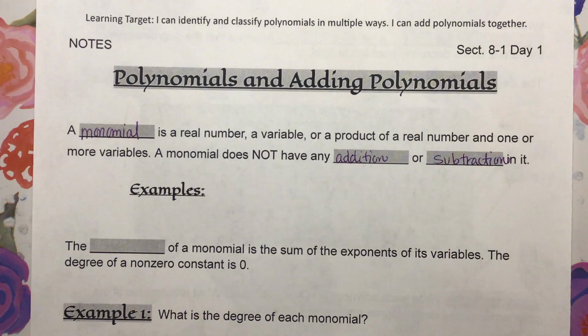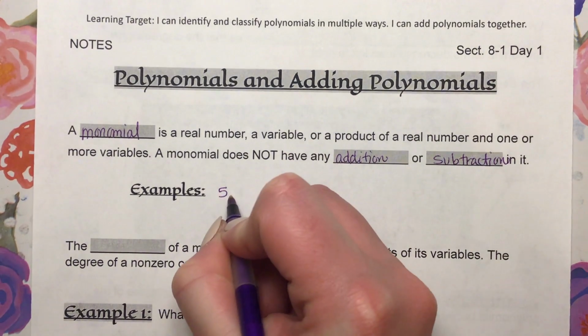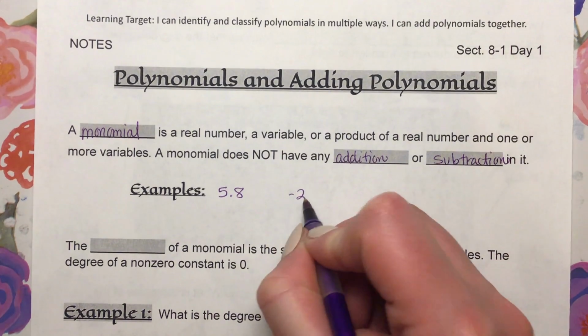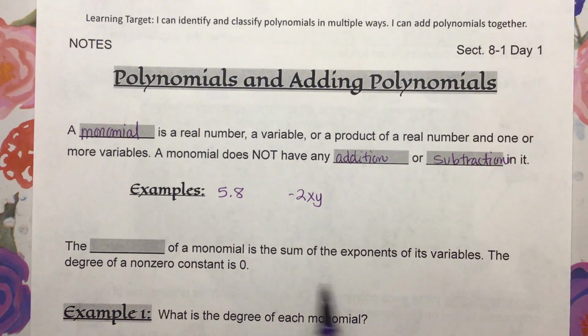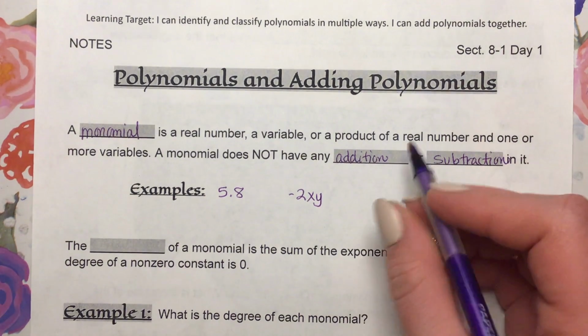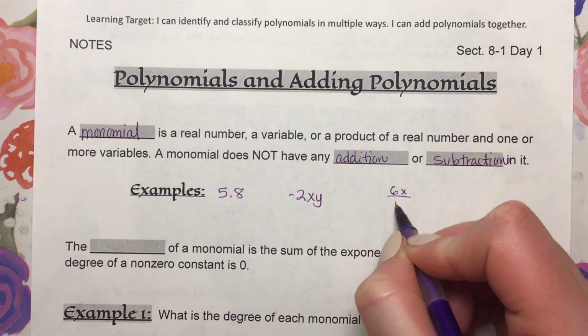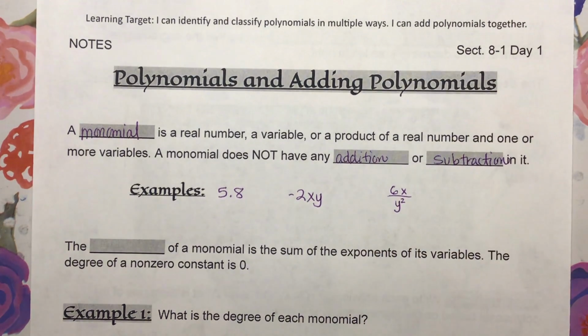So some examples of a monomial might be 5.8 or negative 2xy. Notice how there's no addition or subtraction. That's a negative sign, but that's not addition or subtraction. We could also have division. So we could have 6x over y squared like that. That also works. All of these are considered monomials.